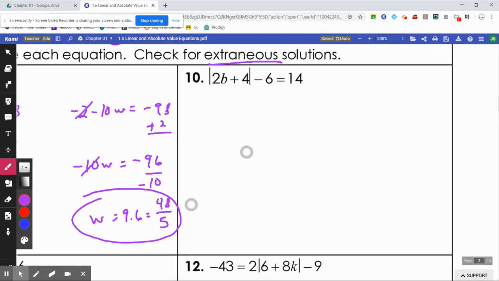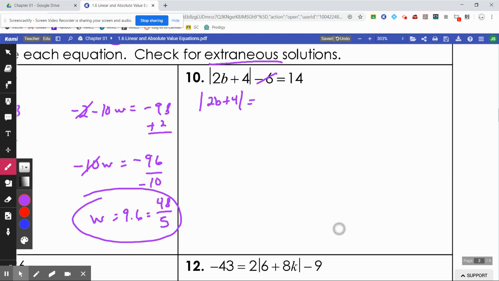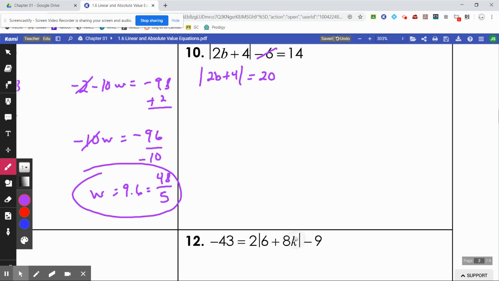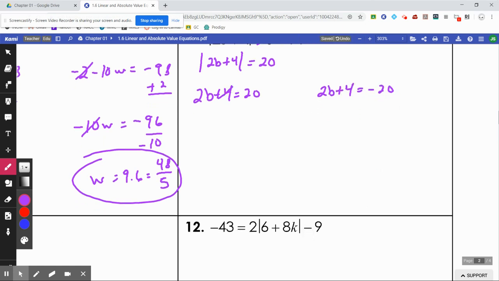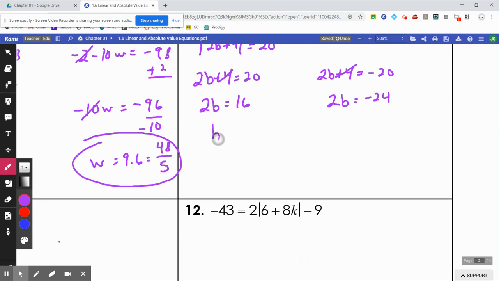Okay, number 10, isolate your absolute value. Let's move minus 6 over. You now have the absolute value of 2b plus 4 equals 20. We split it. The stuff on the inside, set it equal to positive 20. The stuff on the inside, set it equal to negative 20. Solve both. We're going to move our plus 4 over by subtracting 4. That gives you 2b is 16, and 2b is negative 20 minus 4, which is negative 24. Finally, we're going to divide by 2, which gives you b is 8, or b is negative 12. Two different answers.